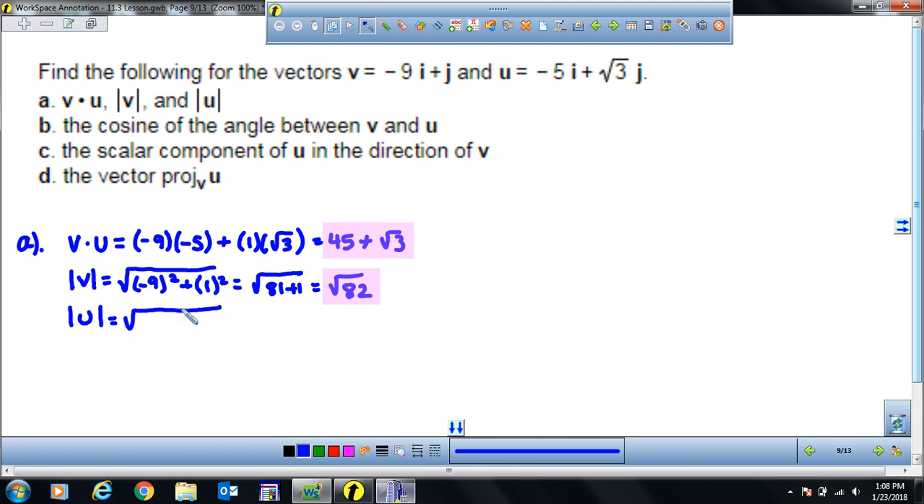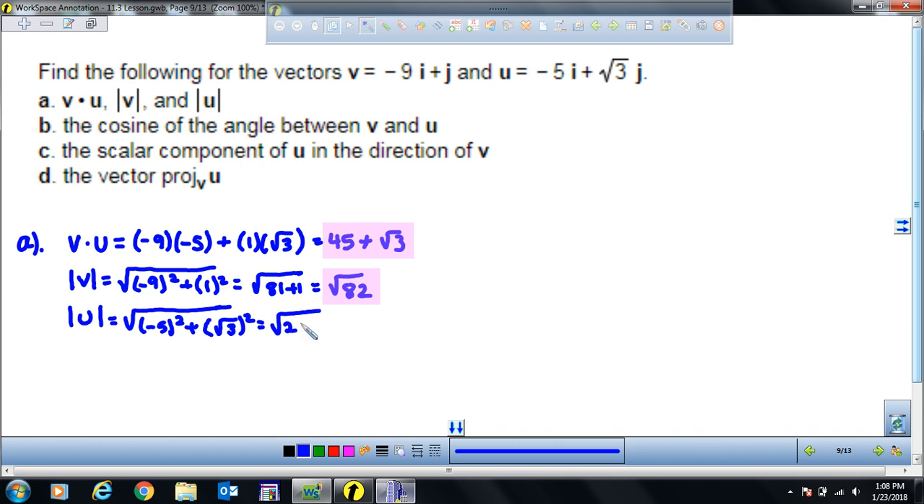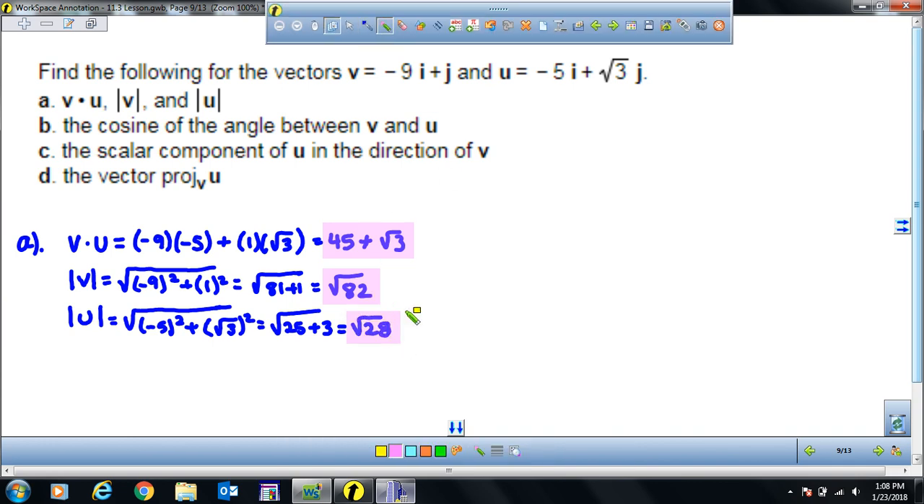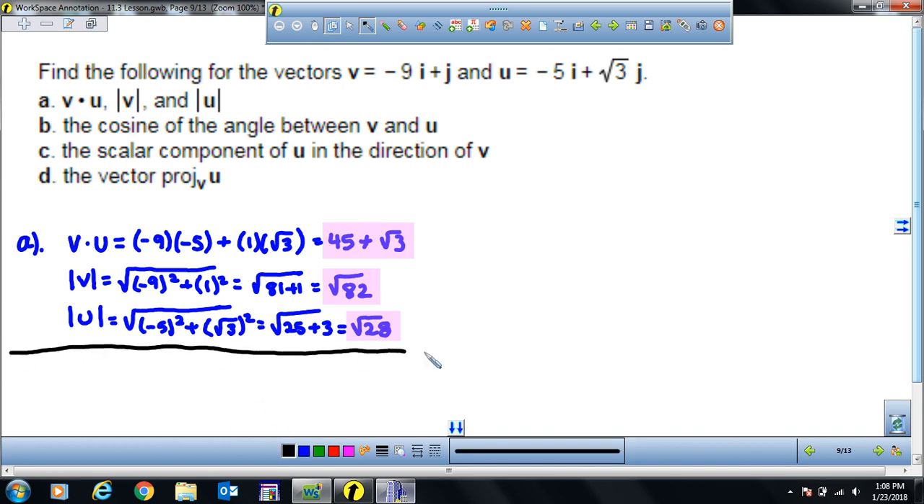Magnitude of u would be the length of u, which is negative 5 squared, plus the square root of 3 squared. And that is going to give us 25, plus the square root of 3 squared is just 3. That would be the square root of 28. Okay. And we already found the answers for letter A. Letter B.